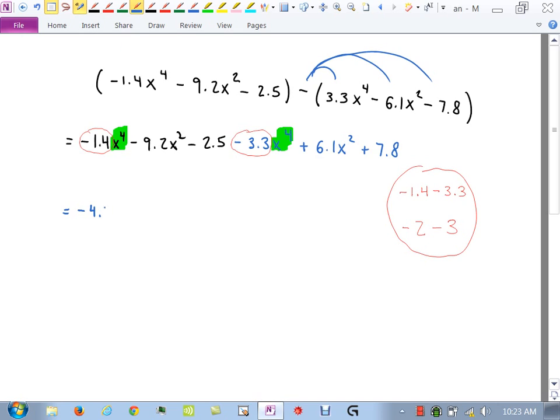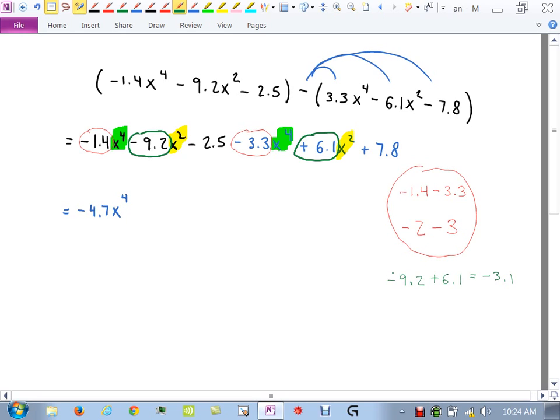Negative 4.7 what? X to the 4th. Now I need to get my next like term, which is x squared, x squared. I need to put the coefficients negative 9.2 together with 6.1. So negative 9.2 plus 6.1. Put those together, you get what? Negative 3.1. Again, if that's one of those things that you're getting hung up on, make sure you get some help with that, okay? Because that'll cost you on the test, of course. And it was x what? Squared.